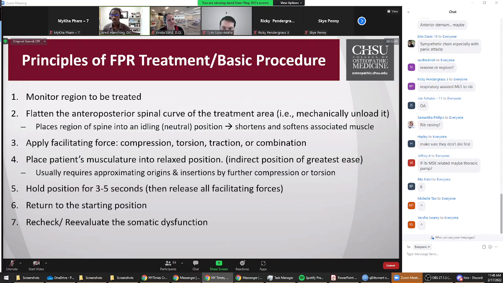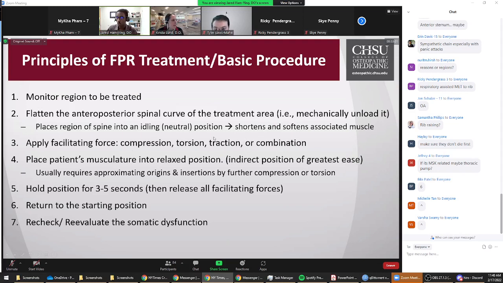Once you're there, you can do your full process. So you're going to, of course, monitor the entire time. You're going to flatten that AP curve for the spine if you're working in a specific spinal region. So cervical, you're going to have more of that lordosis, so you're going to want to decrease the lordosis, kyphosis in the thoracic, and so on. Lordosis in the lumbar, and the sacrum, more of that kyphosis as well. Okay, so once you have that done, you can add your force: compression, torsion, traction, or multiple.